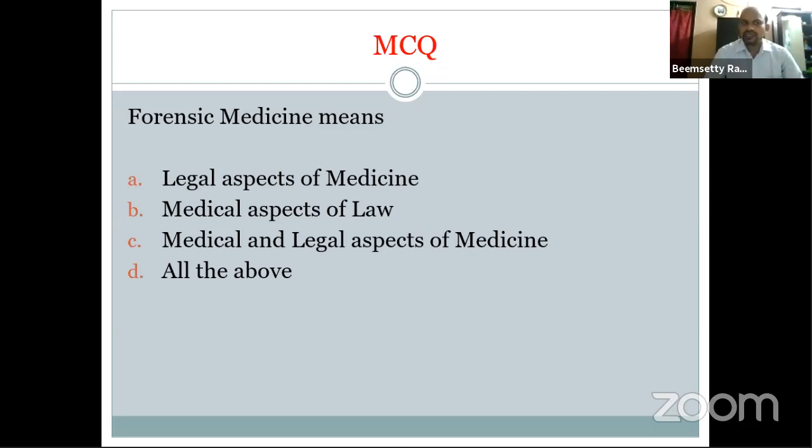Now, coming to option A. What is that? Legal aspects of medicine. If you say it broadly, it means legal aspects of the practice of medicine. What is that? It is medical jurisprudence. Legal aspects of the practice of medicine is medical jurisprudence, and medical aspects of law is forensic medicine. It can be confusing, legal aspects of medicine and medical aspects of law. Okay, medical aspects of law is forensic medicine and legal aspects of medicine is medical jurisprudence.